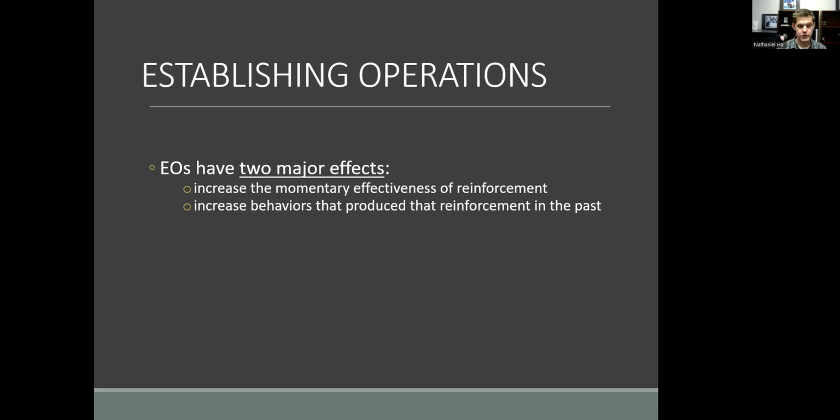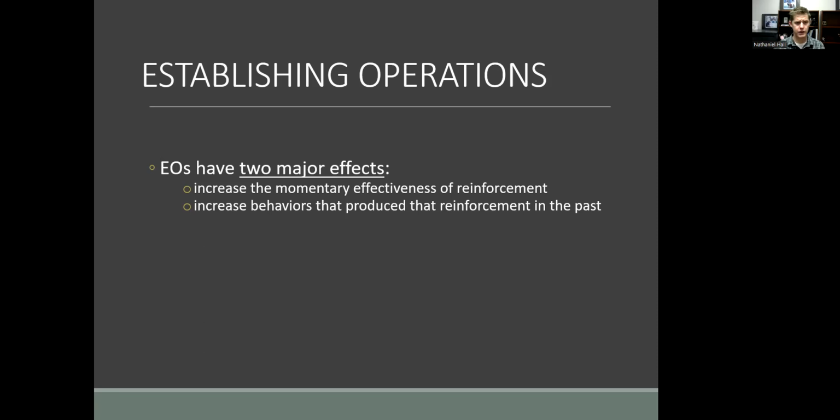So establishing operations can come from a variety of different methods. Probably one of the most common is some type of period without the reinforcement, some type of deprivation level. For example, I had breakfast a couple of hours ago, so now I'm starting to get hungry. Or it could be that I haven't had my toy in 20 minutes or an hour or something like that. These are all factors that establish some type of reinforcer as increasing in effectiveness at that momentary time.